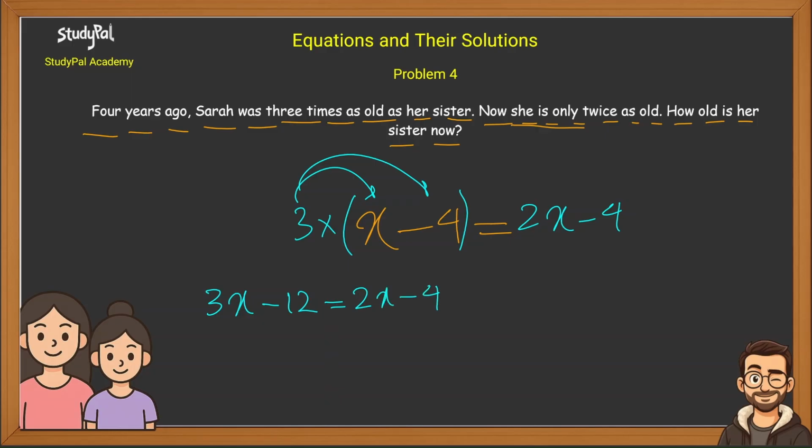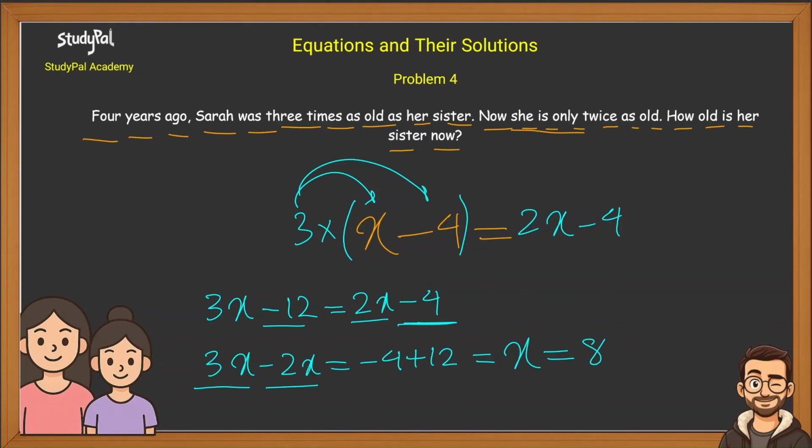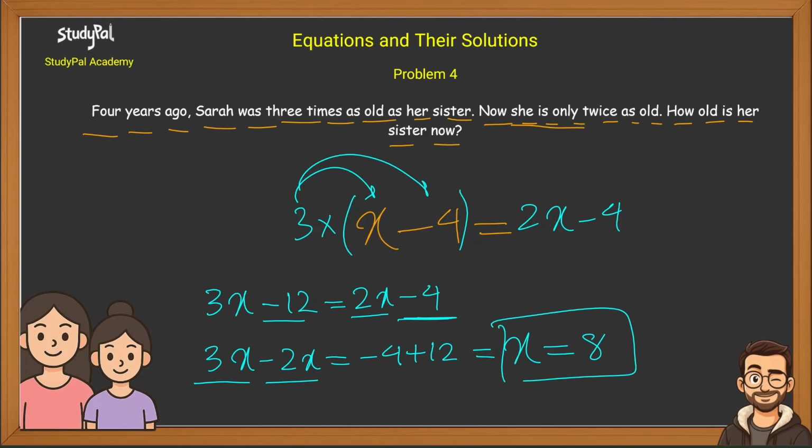Let's collect x in one side and numbers in the other side. I have a 2x here, just take it to the left hand side. And we have 3x minus 2x equals minus 4. It was here before. And minus 12 goes to the right hand side and becomes positive 12. Alright. 3x minus 2x is just 1x. And minus 4 plus 12 is 8. So x is 8. Sarah's sister's age today is 8 years old. And 4 years ago, she was 4 years old.